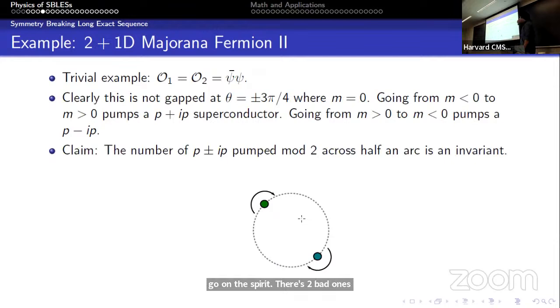Here's the claim I want to make: the number of P+ or minus, it really doesn't matter, the number of P+ modes pumped across half an arc, so just count this, is actually a topological invariant. More specifically, it's invariant under any deformation, in a sense. To argue for this, I'm just going to do it on my own. So this is the anomaly part of the answer.